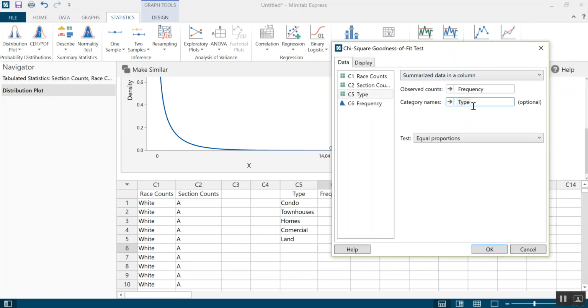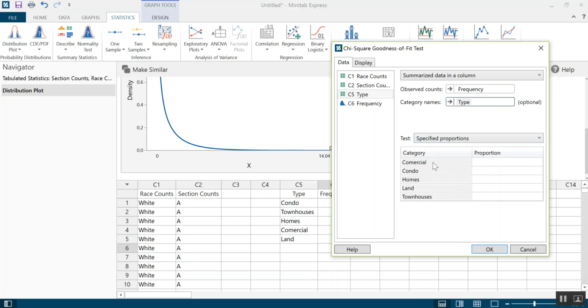So if I was assuming that all of my types, condo, townhome, home, commercial, and land, were all equally represented, then I would be okay to hit OK because I have equal proportions as the test I'm doing. But that's not what I'm actually doing. Go ahead and drop that down and you'll see some options. There's proportions based on historical counts and specific proportions. I want to put in specified proportions because I want to be able to type in the ones I've got to match the types that I have, which is why I put in the optional value of what type it was. That way I can match them up like this.